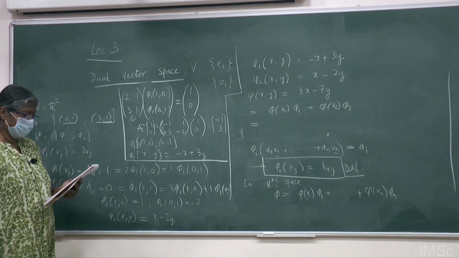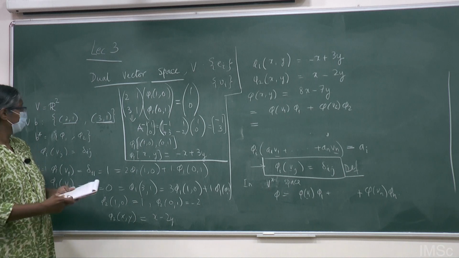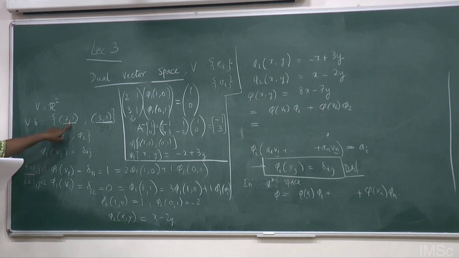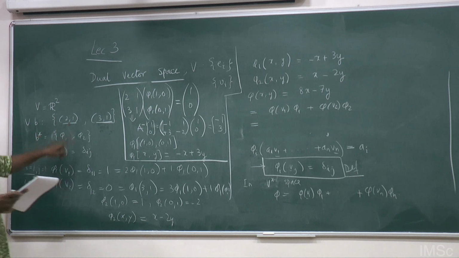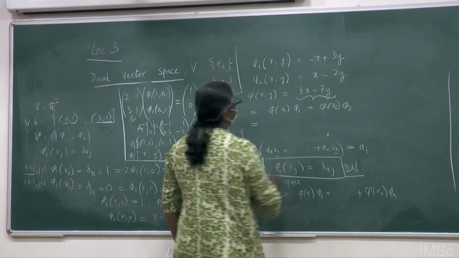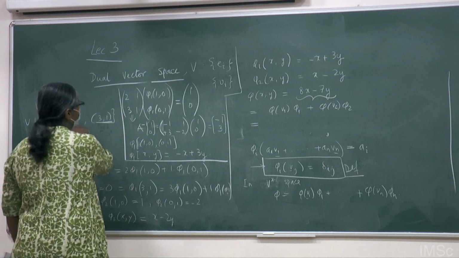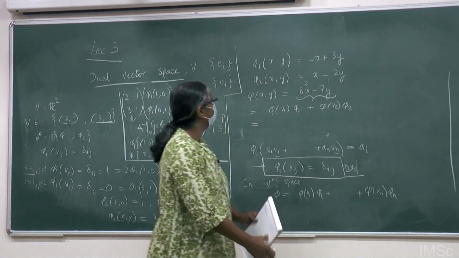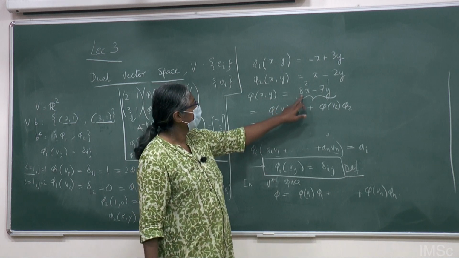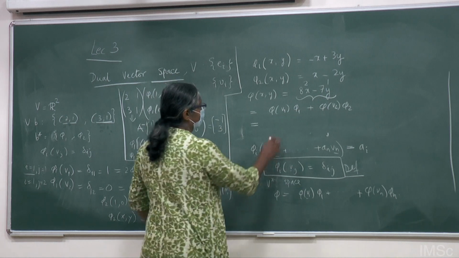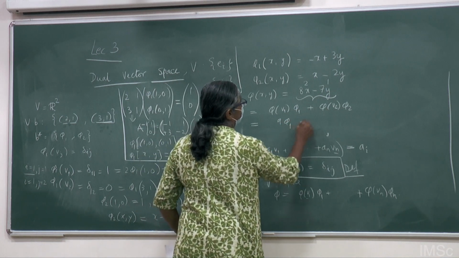What is phi of v1? V1 is 2 and 1. So phi of V1 will be 8 2s are 16 minus 7 into 1. 16 minus 7 is 9 phi 1.